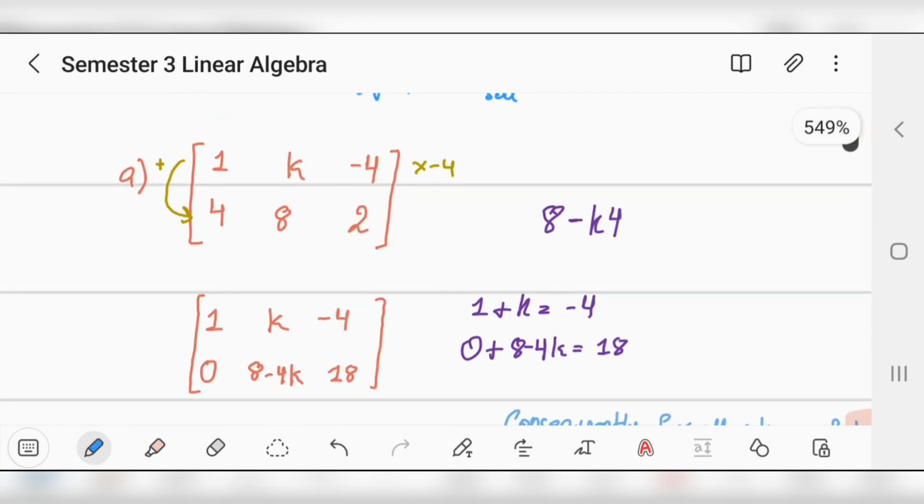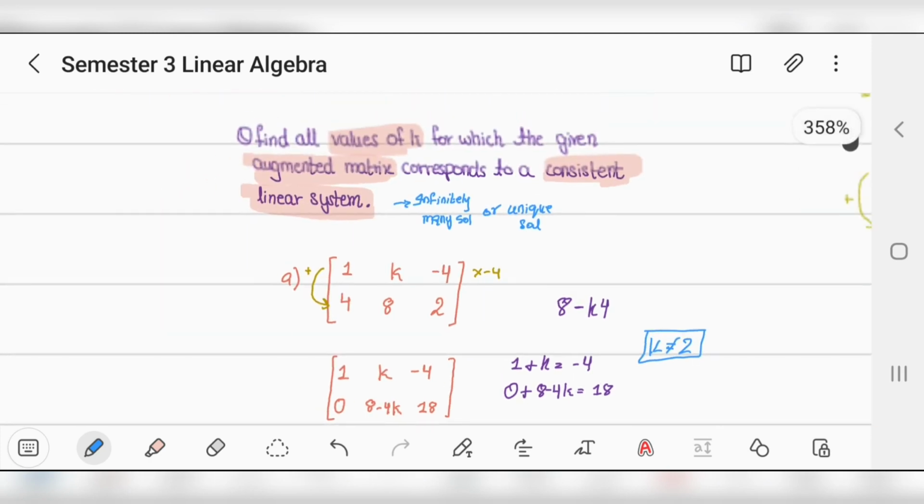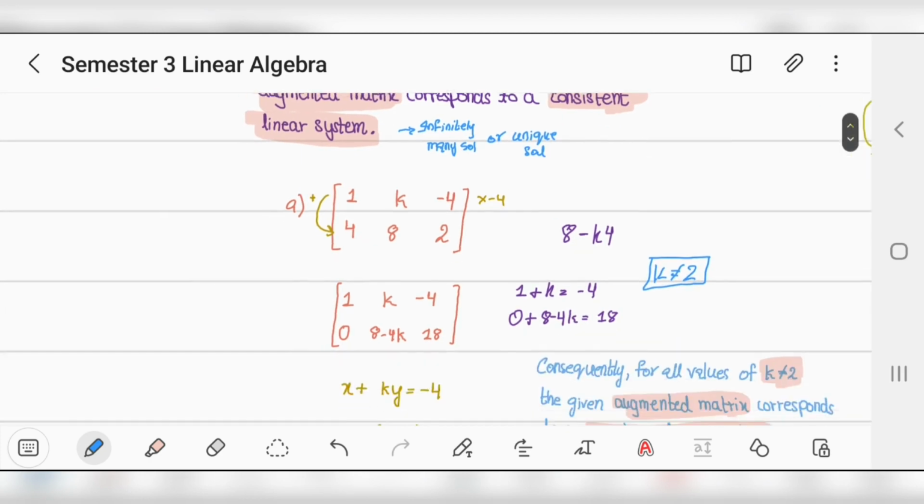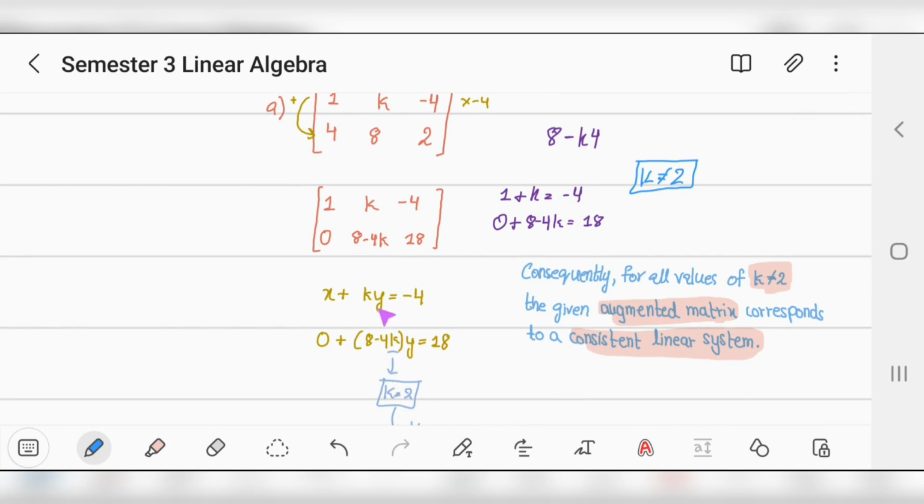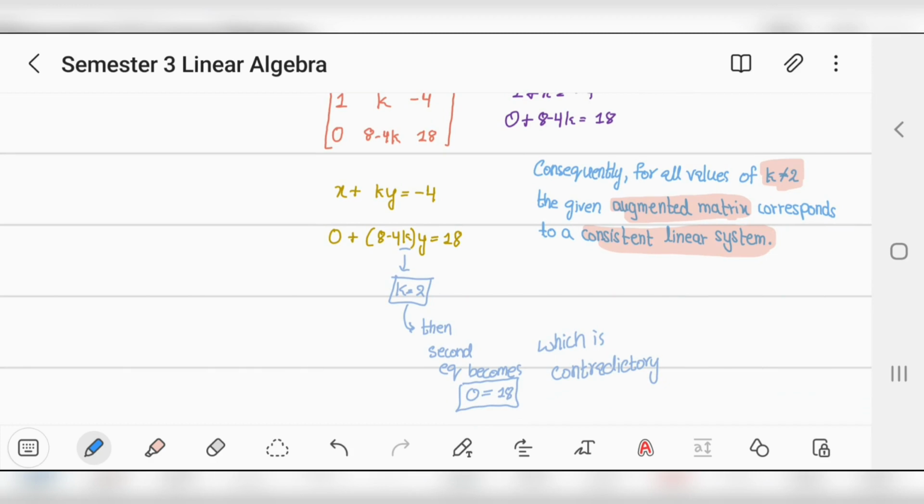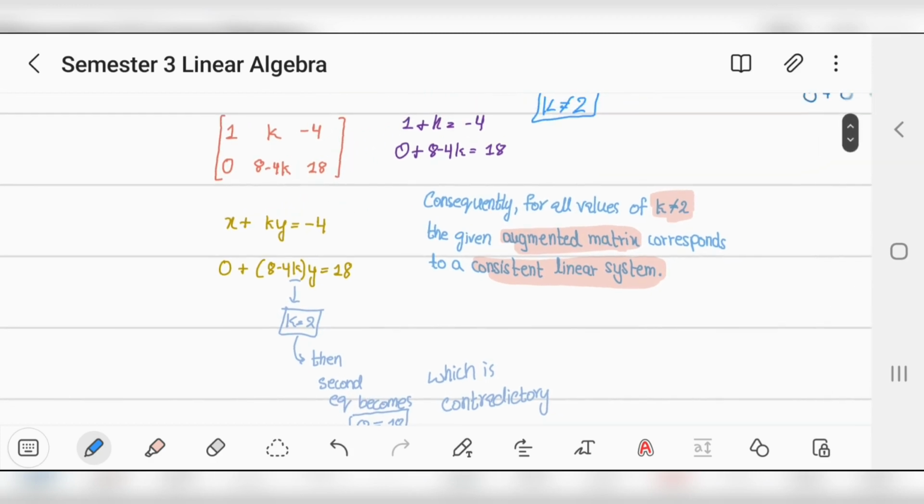Okay, so right here, if I put 2 here, then it would be 0, and if all of these are 0 and this is 18, then it will make a contradiction. So any value of k except 2 would make a consistent solution, either infinite or unique solution, like I've just done here. If I put 2 here, then it would make a contradiction or an inconsistent solution. Consequently, for all values of k not equal to 2, the given augmented matrix corresponds to a consistent linear system.